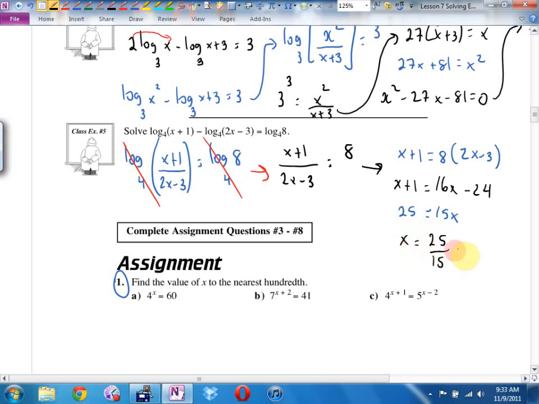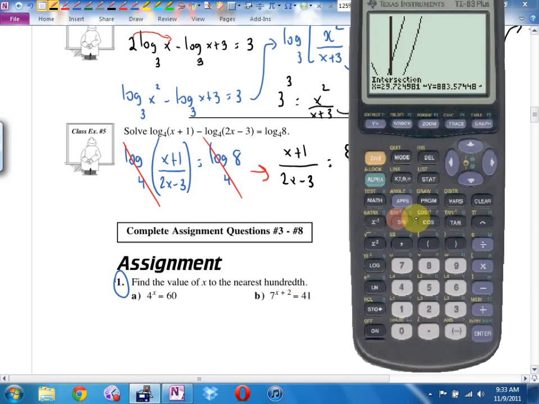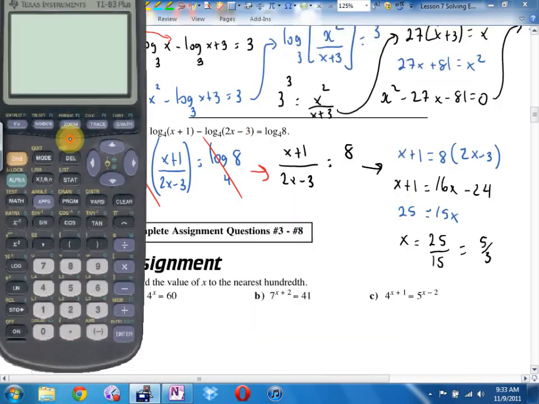Oh, but we need to check for extraneous. I need to make sure that if I plug it into here and here, I don't get a negative answer. 5 over 3 plus 1, positive. 2 times 5 over 3 minus 3. Oh, positive. It works. What if it didn't work? What if I had no answers that worked? No solution. That's what I would write. No solve. No solution. So there's log equations.